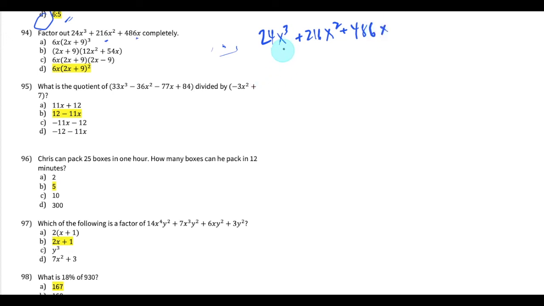486x. So, lahat na sila may x. So, pwede ko nang ilabas din yun. 6x times 4x squared plus 36x plus 81. Okay? So, ito, ma-factor out pa ba to? Yes. This is actually a perfect square trinomial. 6x, 2x plus 9 squared.